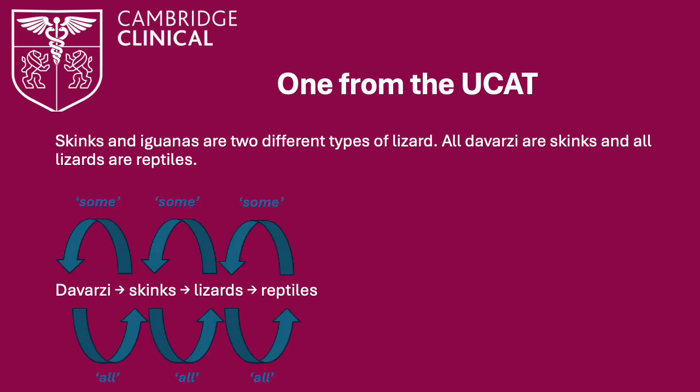Now, just before we move on, I want to point out that the reason I use arrows in these examples rather than something like an equal sign is because the direction in which we actually write our terms matters. So if we're going forward, we can say all Divarsi are skinks, all skinks are lizards, all lizards are reptiles. But going backward, it doesn't work quite the same. So only some reptiles are lizards, only some lizards are skinks, and only some skinks are Divarsi.